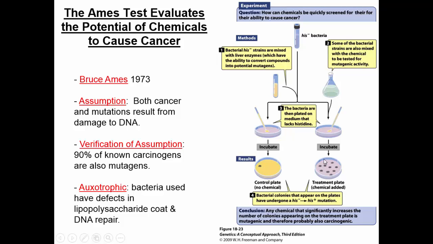Okay, then on the right, what he did was this. He exposed these his-negative bacteria to a different chemical. If this chemical was a mutagen, that's what I want to focus on. So if it was a mutagen, and he put it on a plate that lacked histidine, what probably would happen is if that chemical causes mutations in the bacteria by chance, and only by chance, right, some of the mutations would lie in the gene that allows the bacteria to produce histidine.